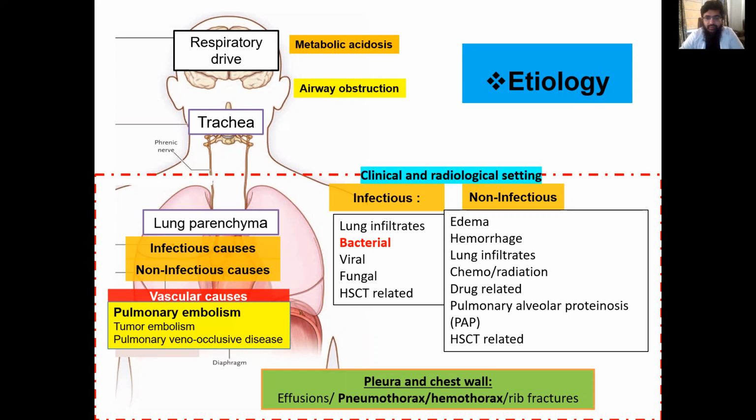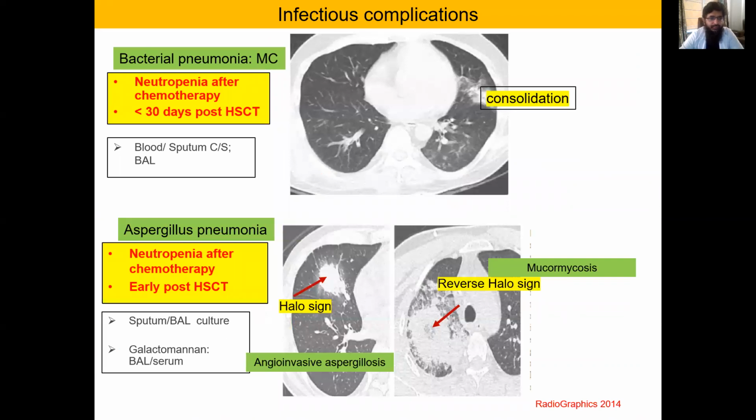It could be the clinical and radiological settings in which the problem is occurring, especially so in the cases of lung parenchyma. Talking about the infectious causes, the most common is the bacterial pneumonia, and it is seen in the clinical setting of neutropenia after chemotherapy or in early post-stem cell transplant cases, as we mentioned here, and the CT chest shows a consolidation. So in this setting and with this radiological appearance, and the clinical presentation, we can tell that the patient may be having a bacterial pneumonia.